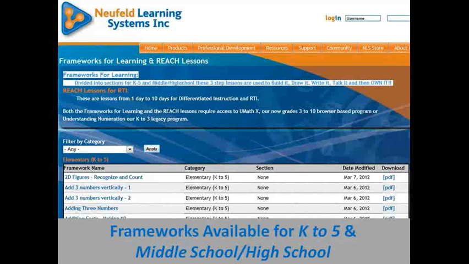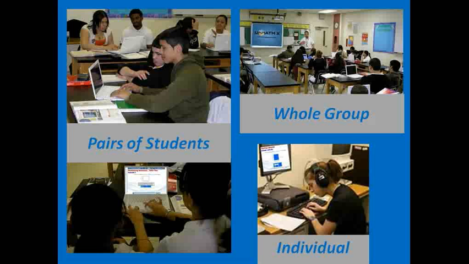Frameworks for learning are designed to assist teachers with the immediate implementation of UMath X by supplying activities and resources which reinforce the concepts being taught. Frameworks were originally designed for pairs of students, but may also be used by a teacher in a whole group, teacher-centered lesson, or for intervention with individual students.